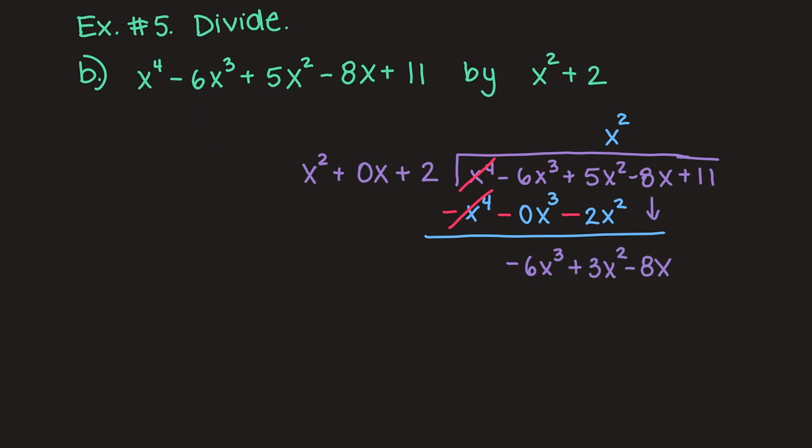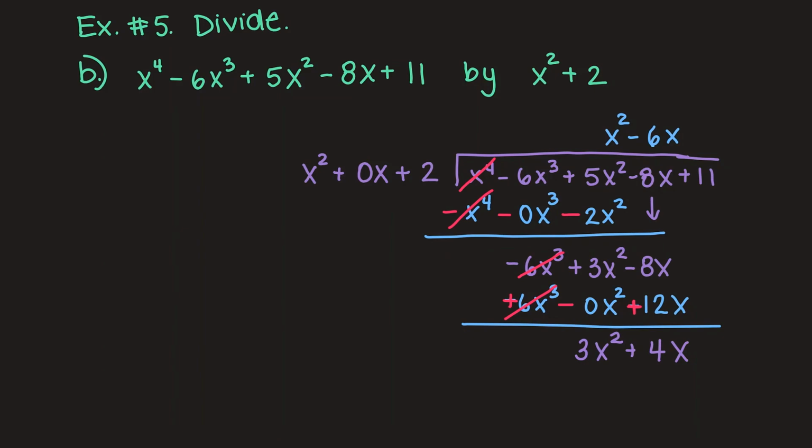Bring down the next term, negative 8x, and repeat the process. We need to multiply x squared by negative 6x in order to get negative 6x cubed. So then we have negative 6x times x squared, which is negative 6x cubed, and then negative 6x times 0x, which we can write as 0x squared as a placeholder, and then negative 6x times 2, which is negative 12x. Subtract and distribute the negative, and we get 3x squared plus 4x.